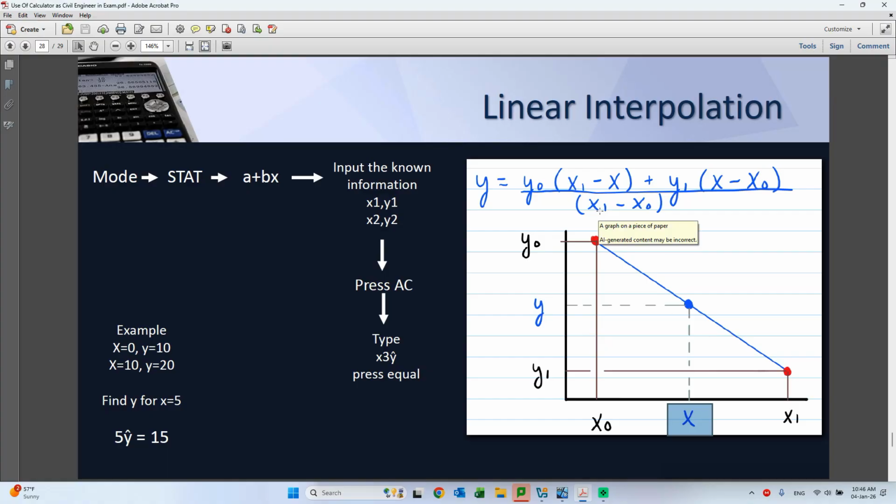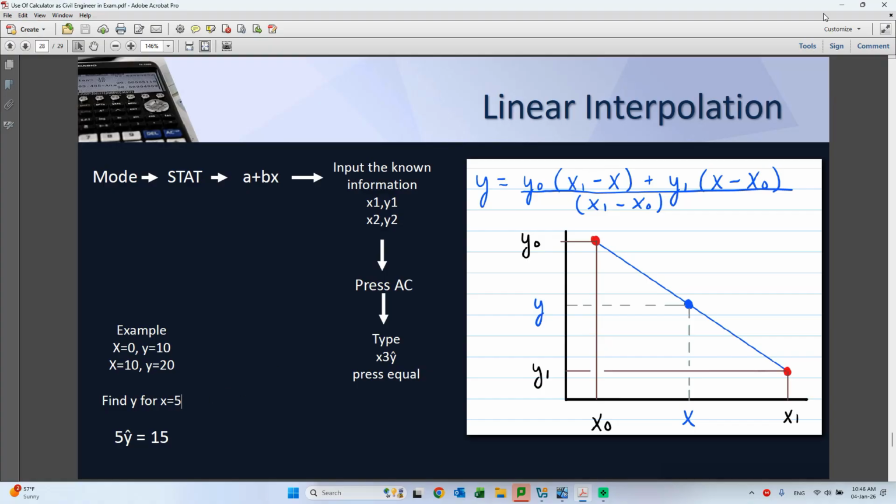The calculator has different types of interpolation. So this is the way of providing it here. How does this work? Let's say it's in statistics, because it's concerned with statistical calculation. Then you need to have some inputs. You give the inputs and then type. As an example, if x is 0, y is 10, x is 10, y is 20. I want to calculate how much y is for x equal to 5.